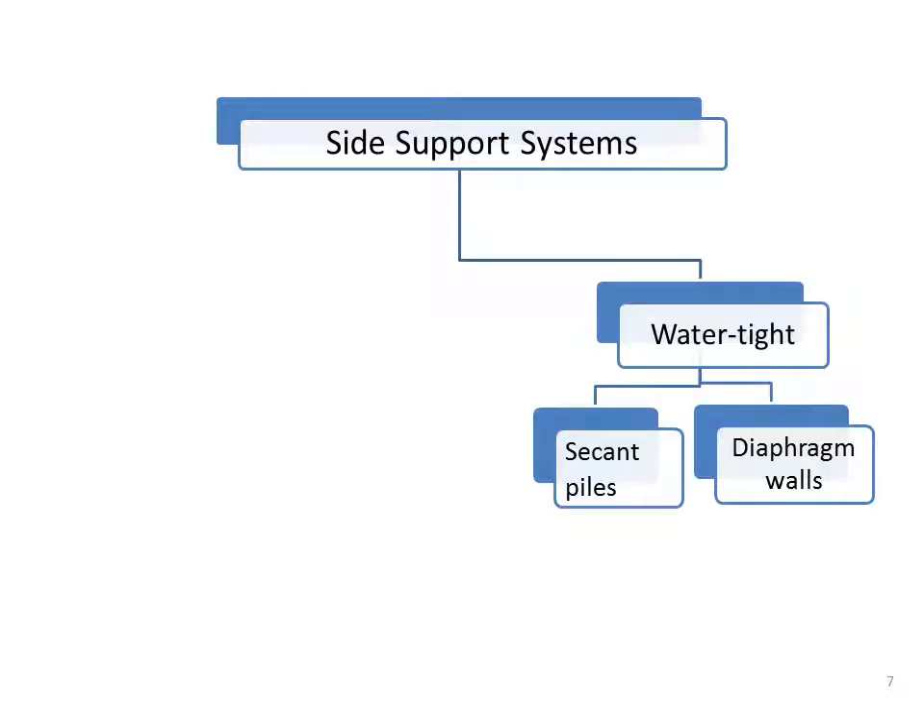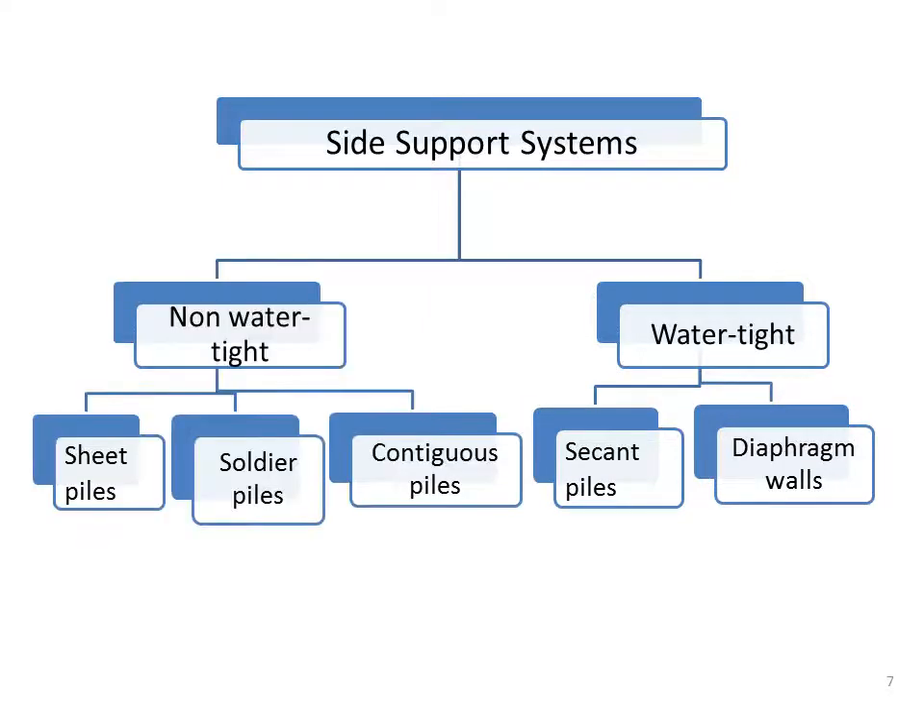So that takes us to the side support systems or the wall systems. The wall systems are mainly classified into two big families. The site support systems are either watertight, like secant piles or diaphragm walls, or non-watertight, like sheet piles, soldier piles, and contiguous piles.